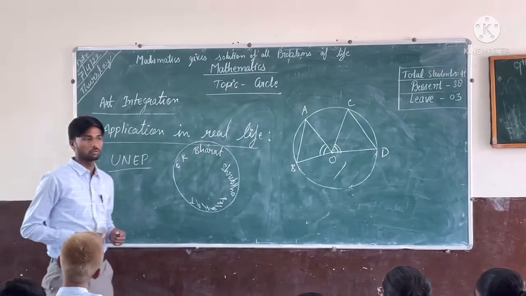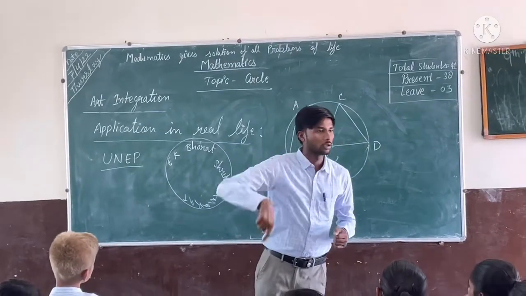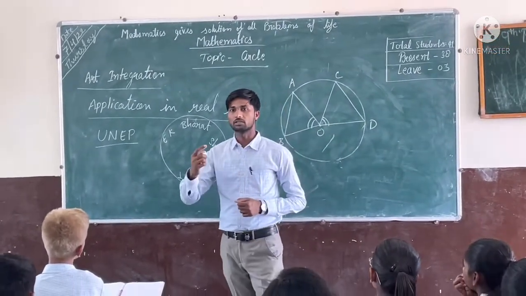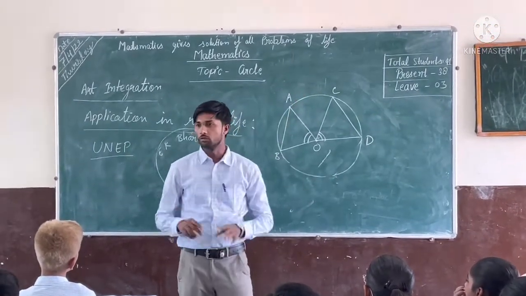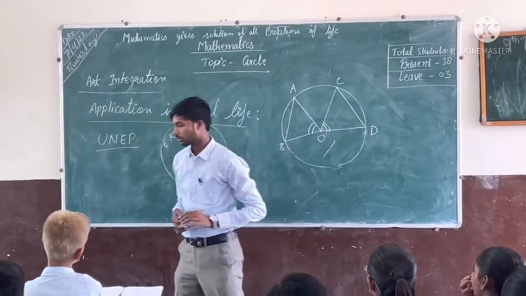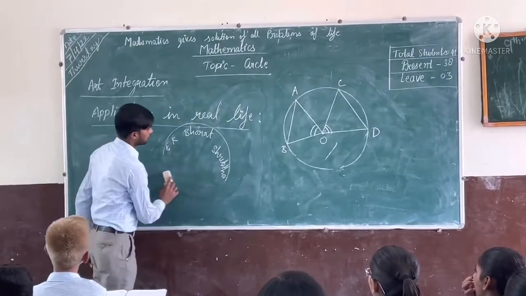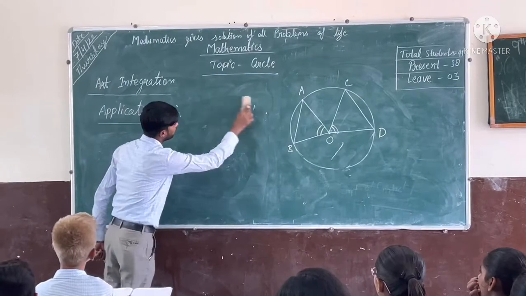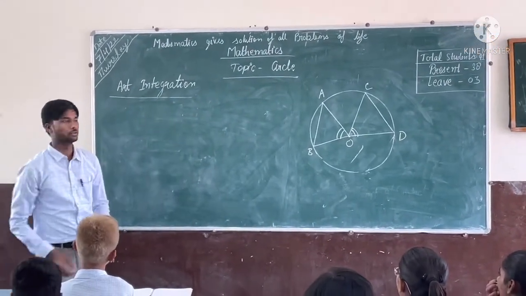In construction also, like when we are constructing a dam, most of the dams are made in the circular shape. Suppose we are constructing a bridge, then circular pillars are made. Have you seen or not? Yes. So there is a big application. In many ways, in many areas, circle is being used.